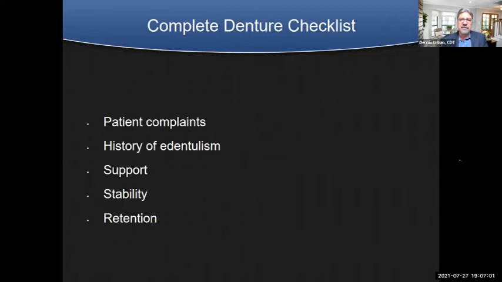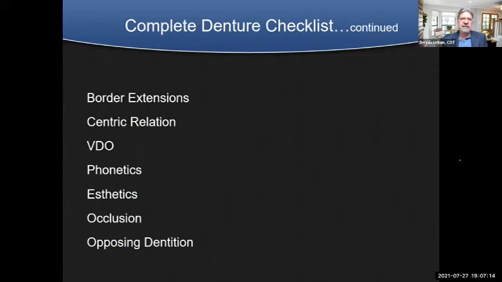And to go further onto this checklist, see what the patient's complaints were, the history of denture wearing, what kind of support they had if they were wearing a full denture and now they want to go over to an implant denture, the stability and the retention. And we have to take into consideration, how was that previous denture made? Were there proper border extensions? Was the centric relation and VDO correct? How about phonetics? Phonetics is a big issue with denture wearers.